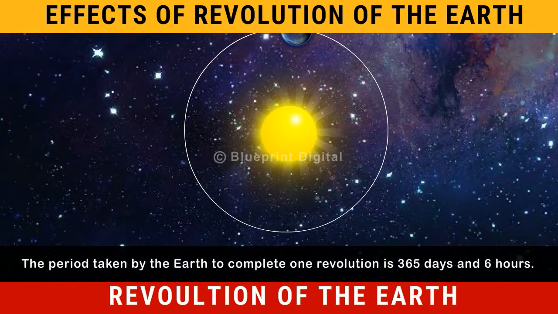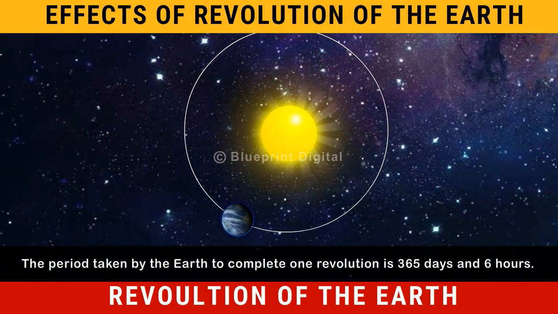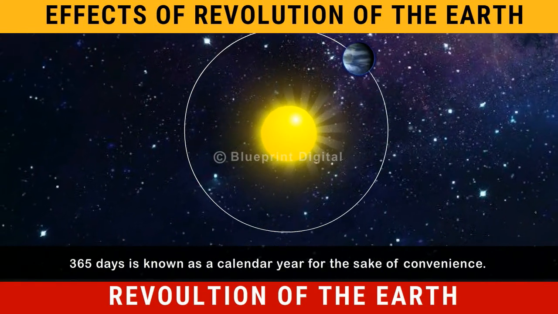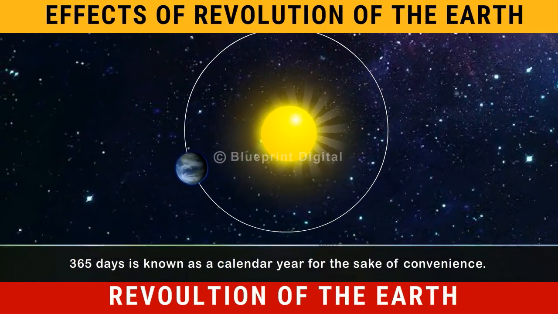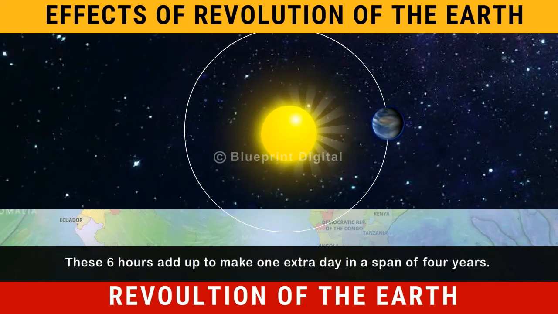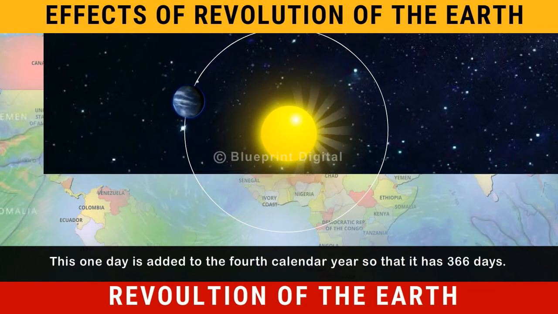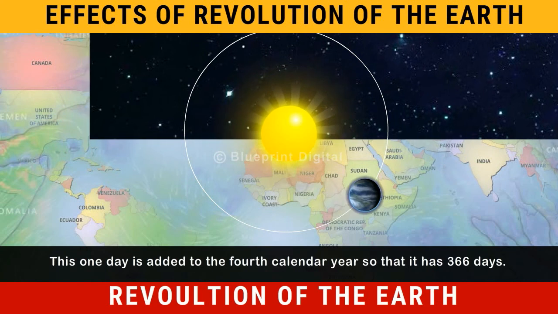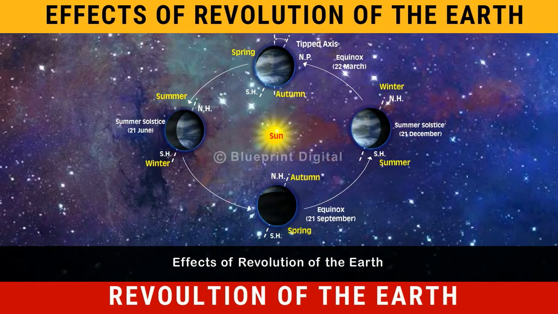The period taken by the Earth to complete one revolution is 365 days and 6 hours. 365 days is known as a calendar year for the sake of convenience. These 6 hours add up to make one extra day in a span of 4 years. This one day is added to the fourth calendar year so that it has 366 days.